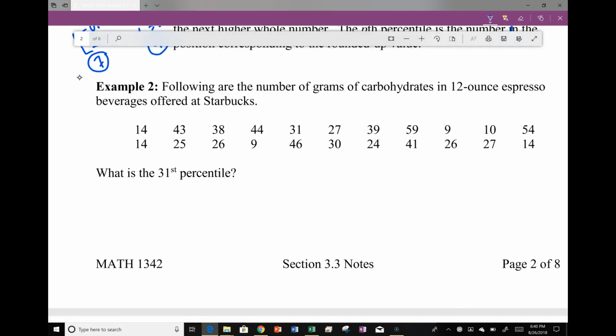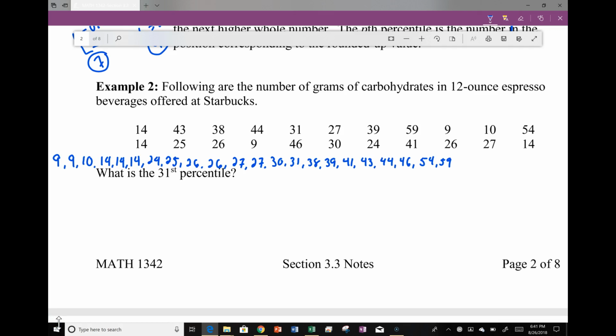The following are the number of grams of carbohydrates in 12-ounce espresso beverages offered at Starbucks. We want to find what is the 31st percentile. The first thing that you need to do is put all of these data values in order. So I suggest you pause the video and go ahead and put those in order.